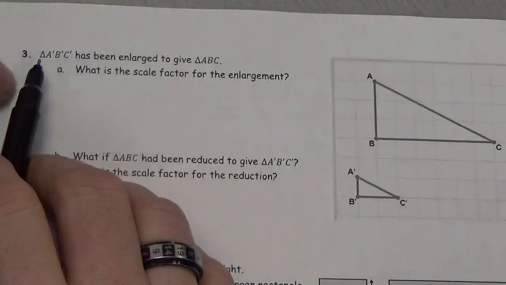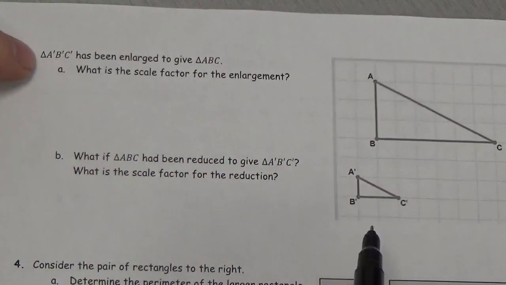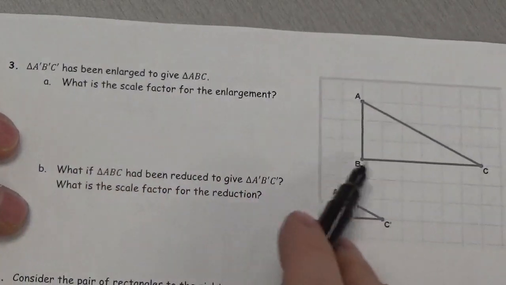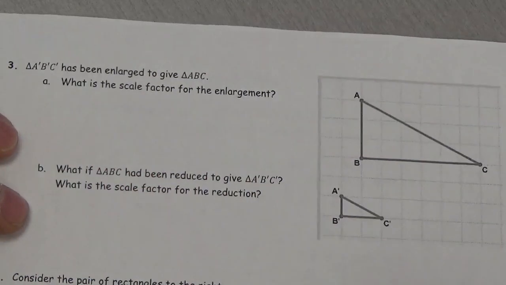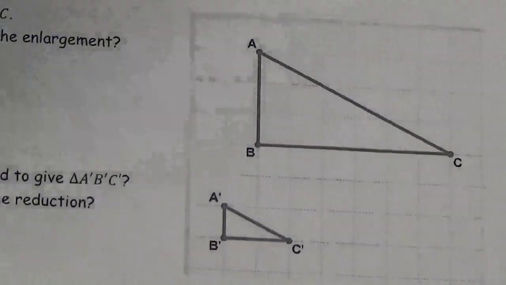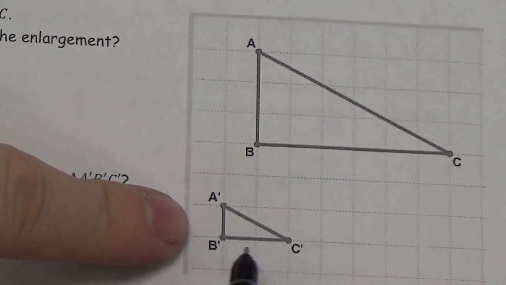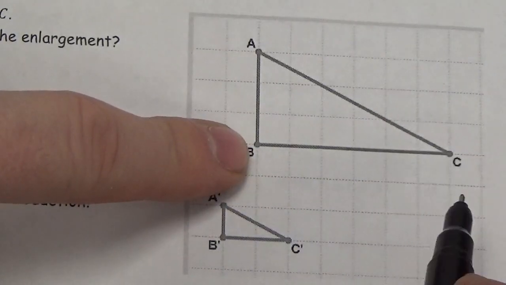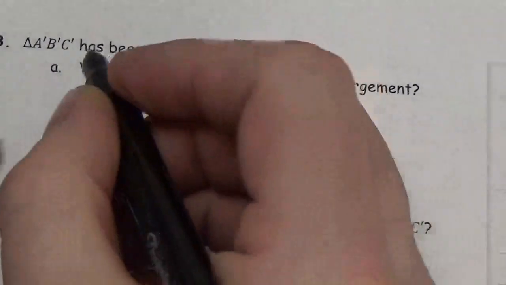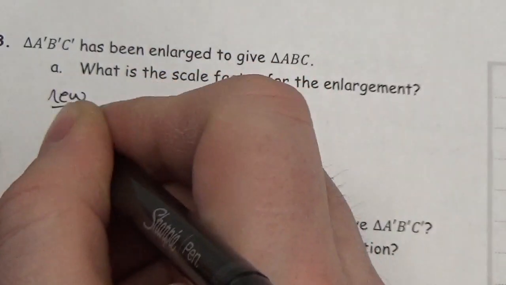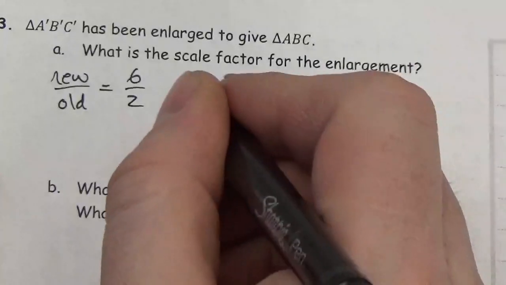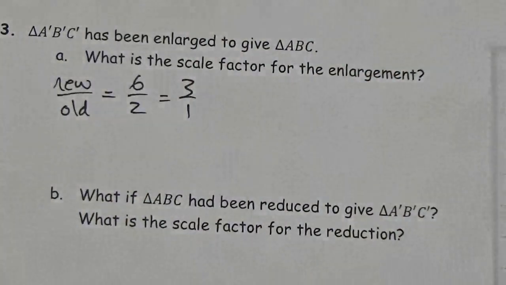Okay, so this question says that triangle A primed, B primed, C primed, which over here is this little guy right here, has been enlarged to give triangle ABC. What is the scale factor for the enlargement? Well, let's take a quick look at this. To get a sense of that, what I want to do is look at my old and compare that to my new. So my old is 2 units across. My new is 1, 2, 3, 4, 5, 6 across. So right now, if I go new to old, that's going to be 6 to 2. Now, I know that is going to reduce down to 3 to 1 here, and that's good.